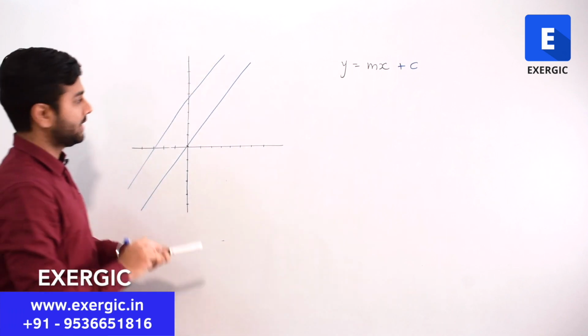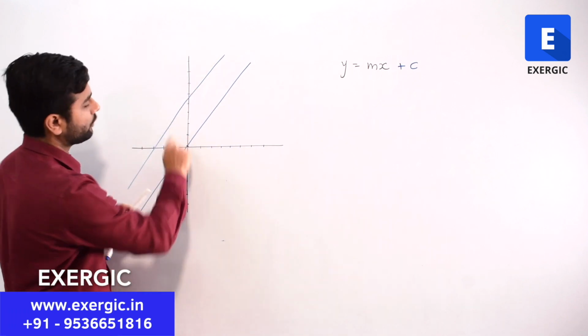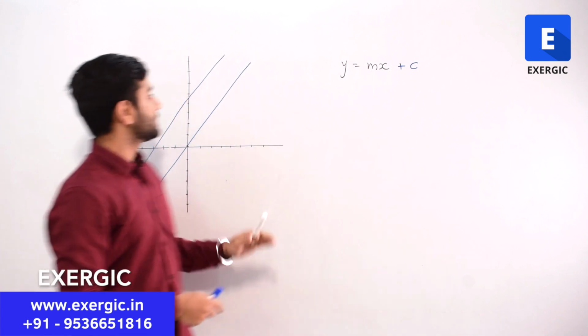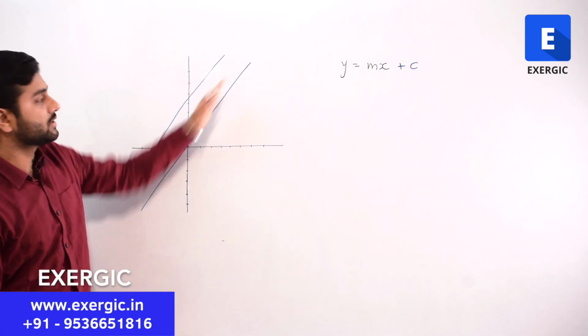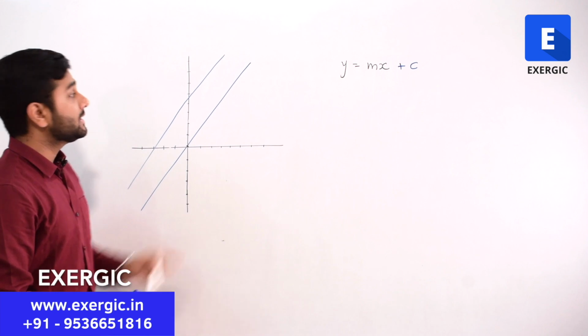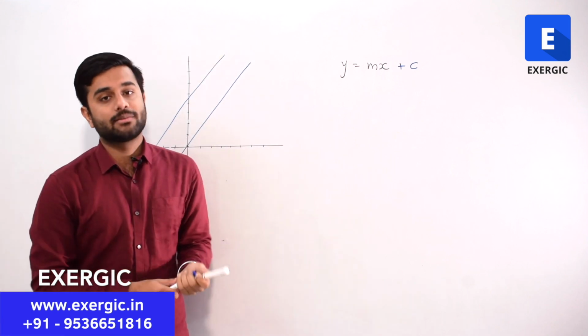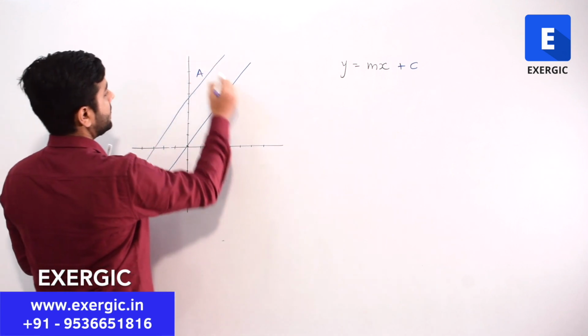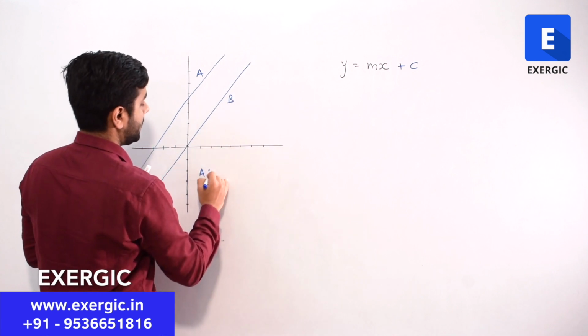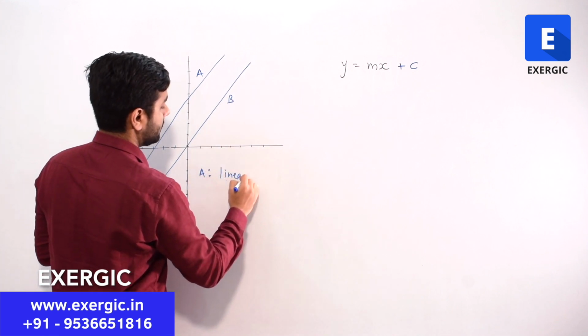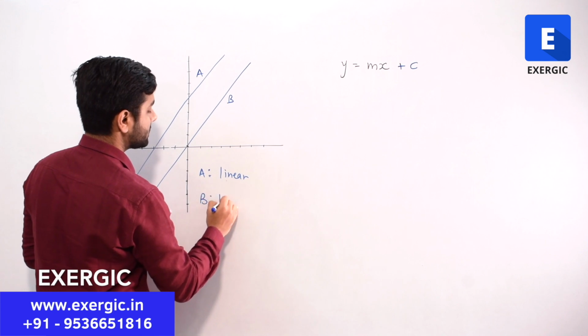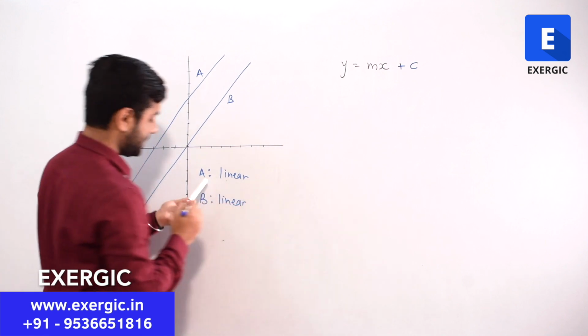Assume that it's a straight line, although it's slightly bent from here when I was drawing it, but consider this line is a straight line, just like this one. Okay, so this is the case of a linear relationship, no doubt in that. So this is line A, this is line B. Line A is linear, definitely. Line B is also linear, definitely. It's a straight line. But what is the difference between them?